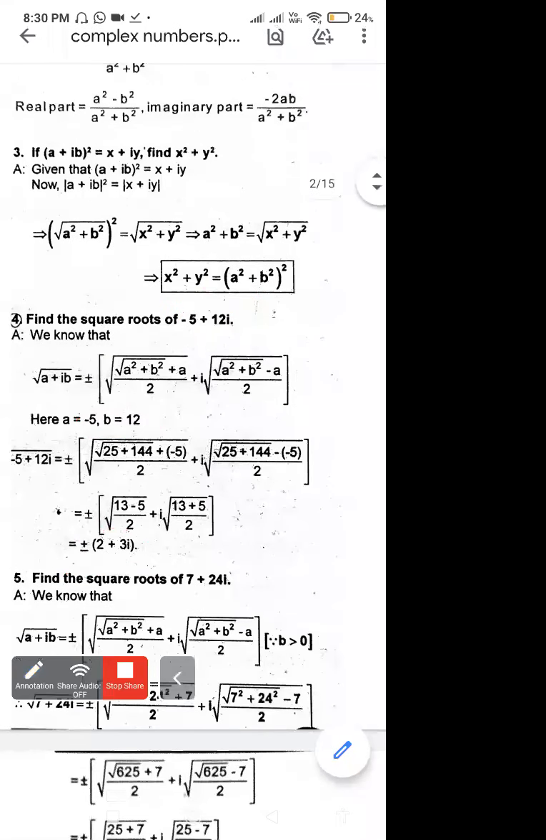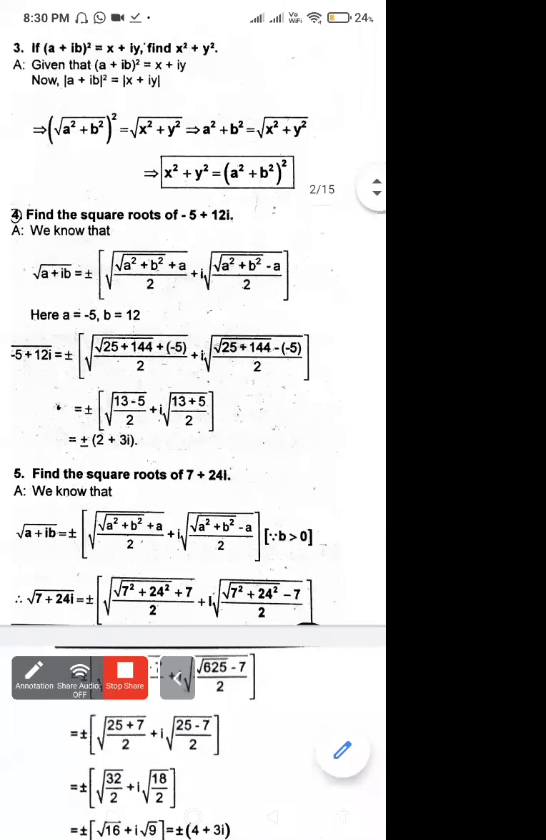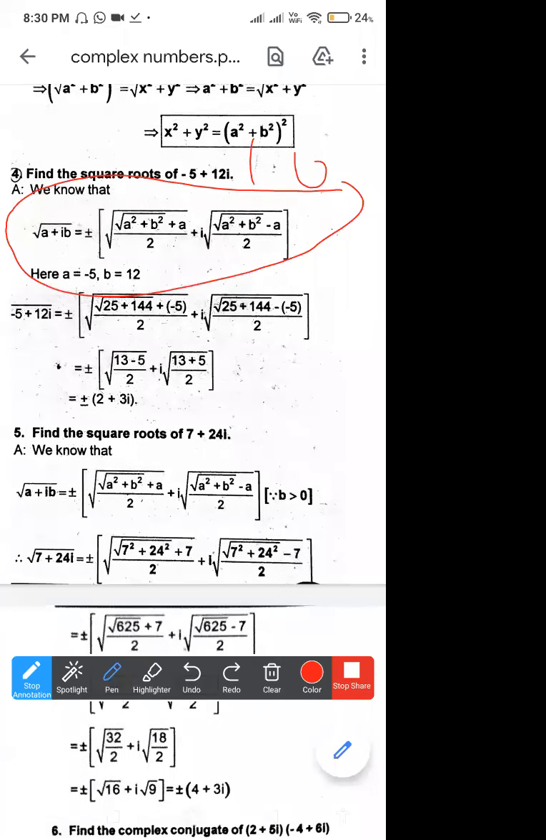Similarly, I wanted to get this formula 10 times. 3, 4, and 5.